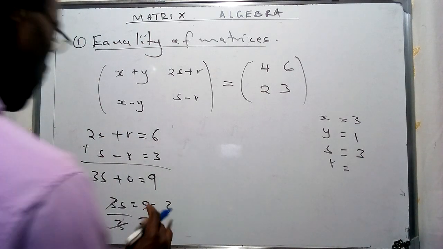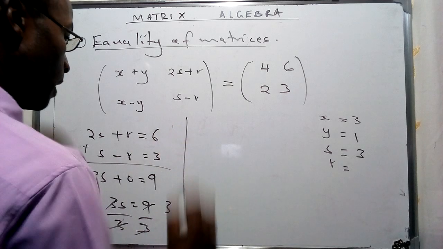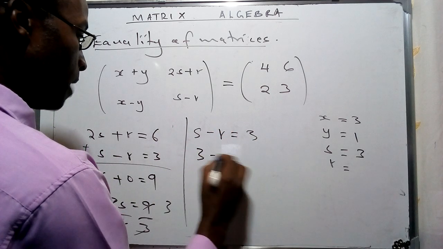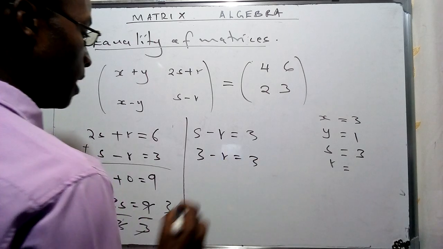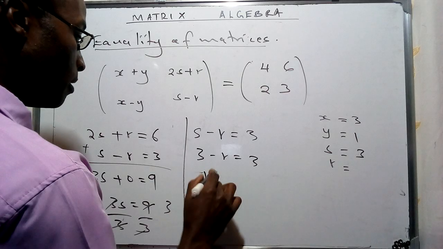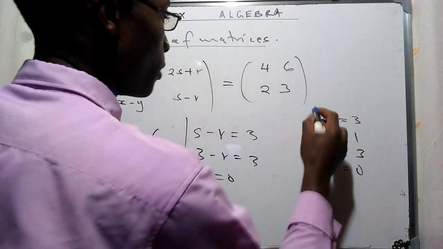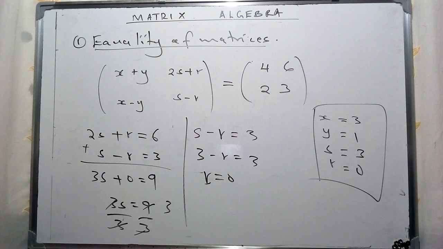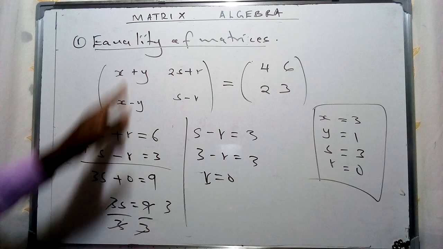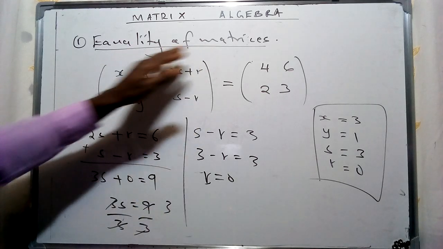And of course, we can take this specific value of s, s minus r is equivalent to 3, implying that 3 minus r is equivalent to 3. And therefore, the unknown r is equivalent to 0. And those are going to be giving us the corresponding entries for those specific types of matrices which we have given in terms of this particular arrangement. So that's going to define in a way the equality of matrices.